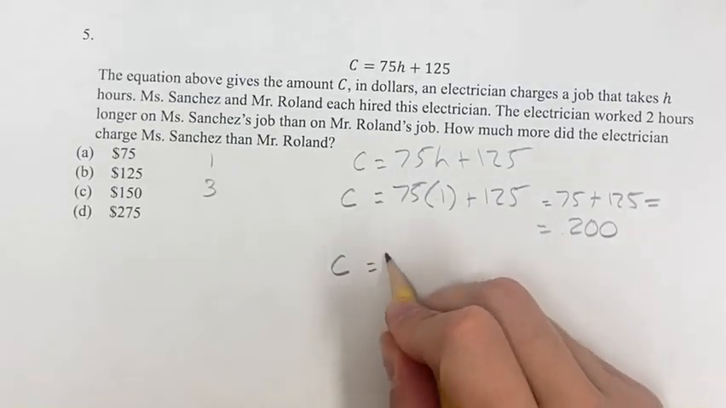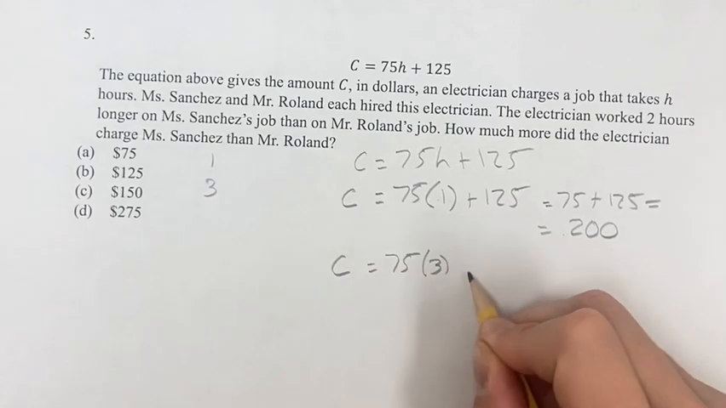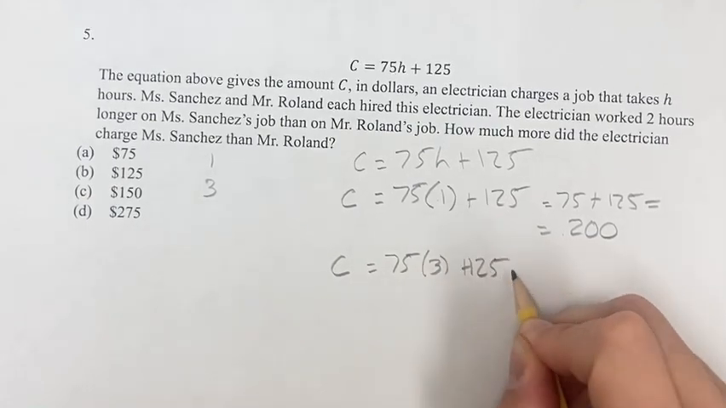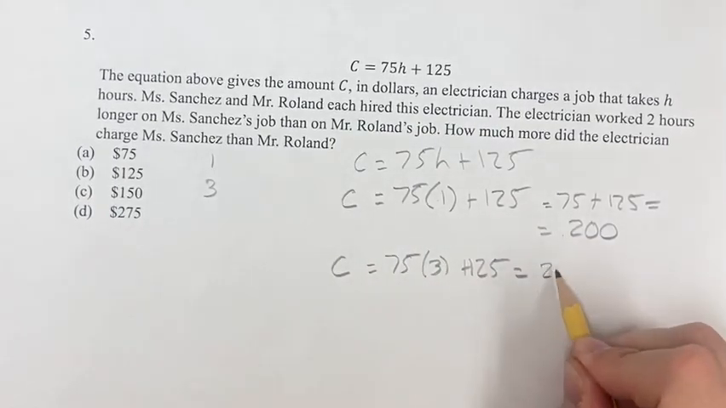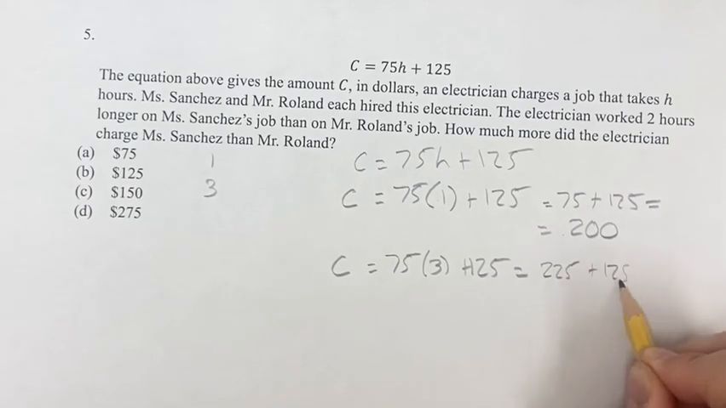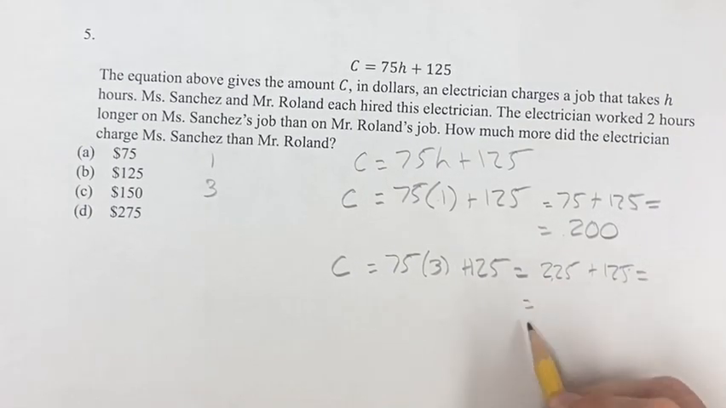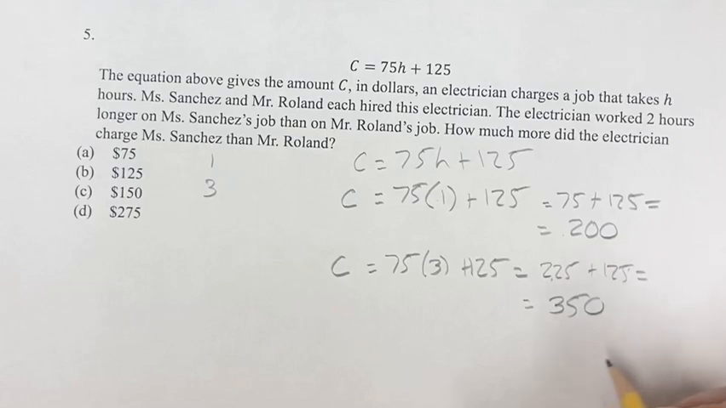For Mrs. Sanchez, 2 hours longer, we have 75 times 3 plus 125. 75 times 3 is 225, plus 125. And 225 plus 125 is $350. So Mrs. Sanchez was charged $350.